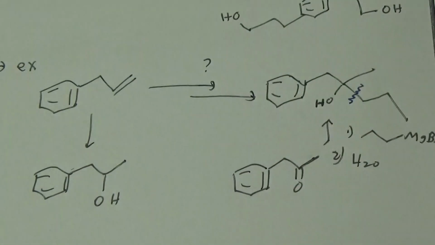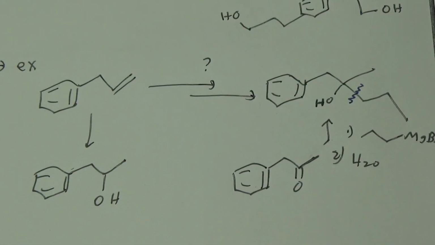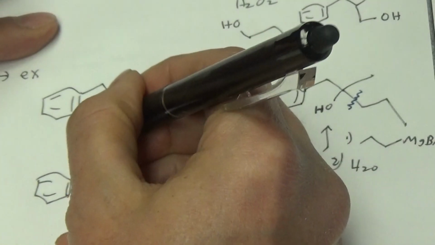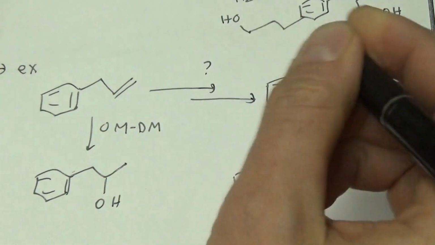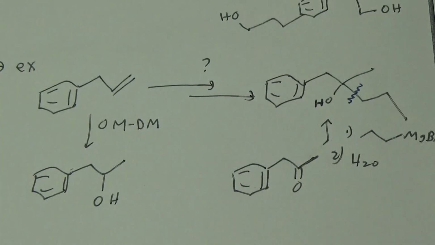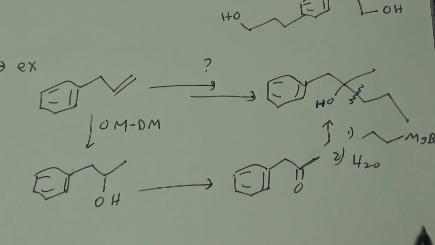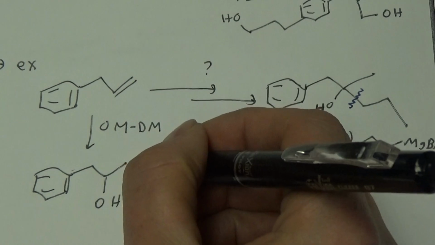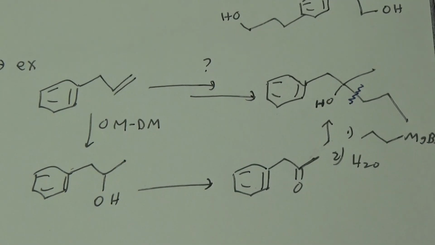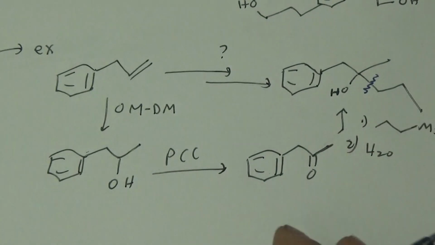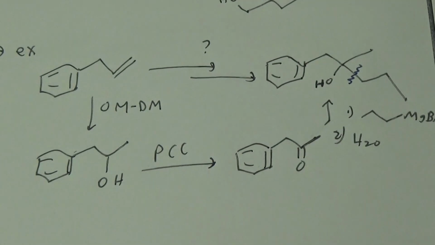Markovnikov alcohol, is that the hydroboration or the oxymercuration? It's the oxymercuration, OMDM. You can write down the reagents. It's the mercury acetate, water, NaBH4. Then how do we go from a secondary alcohol to a ketone? 3 letters. What do you think? 3 letters. Oxidation. PCC. Alright. Just another example of a little mini synthesis. That's pretty cool.